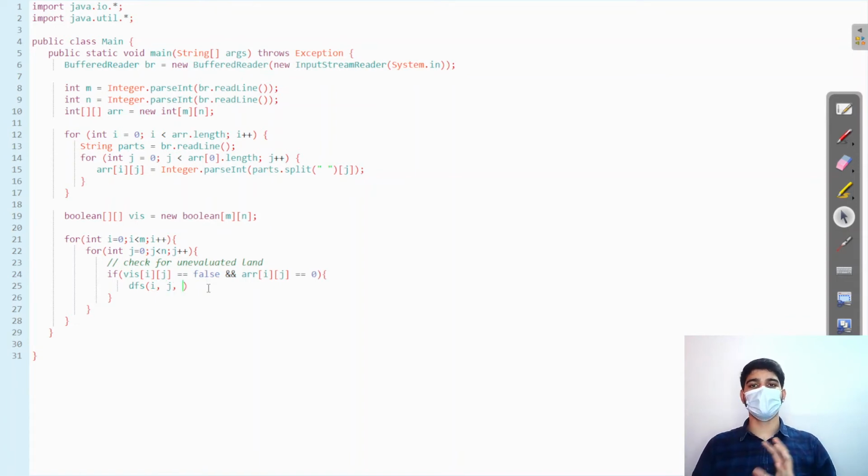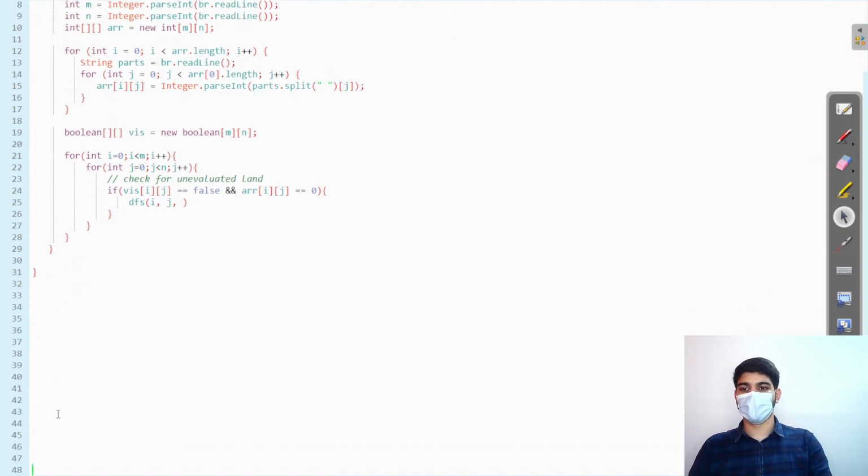So I have 2 variables that determine my source. Do I need any destination in this case? We don't, right? In get connected components, we only think about traversing in the graph and marking true. We don't think about the destination. We don't need any destination now. What we have to pass again is the array and the visited.